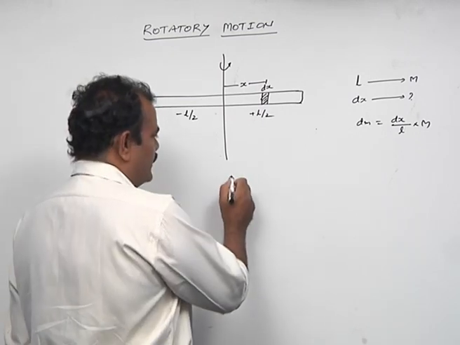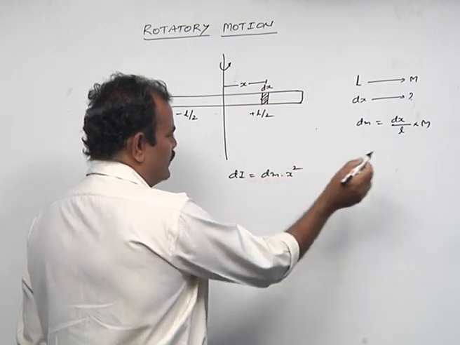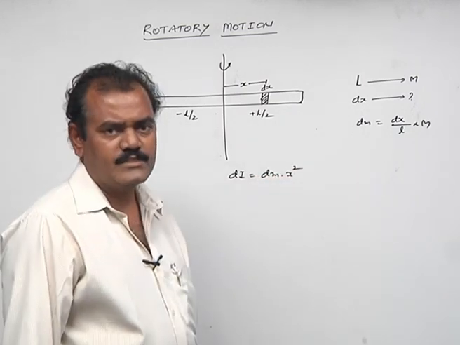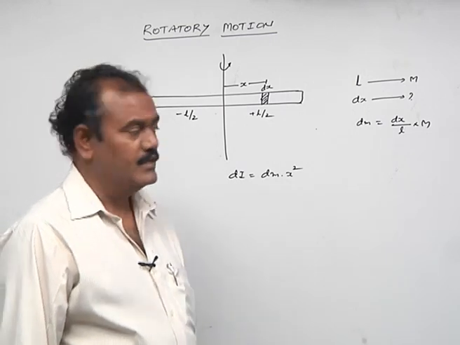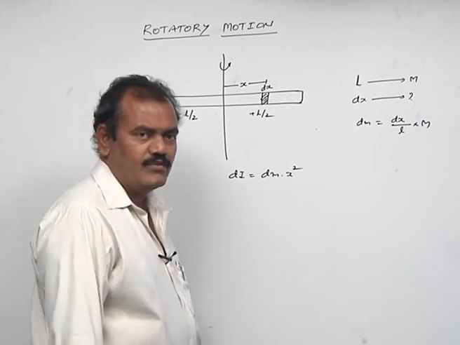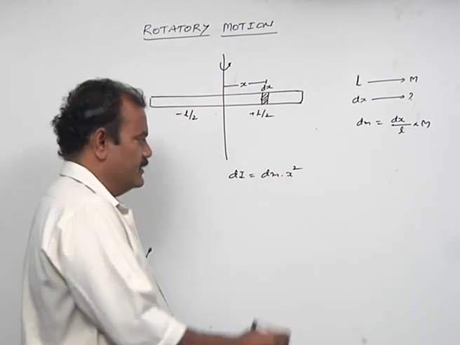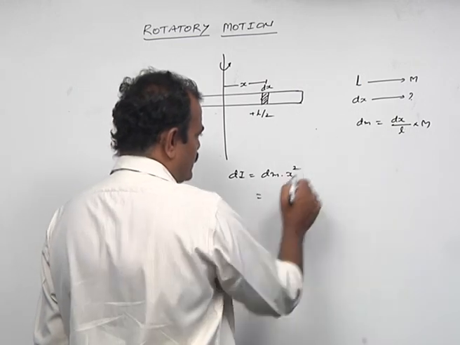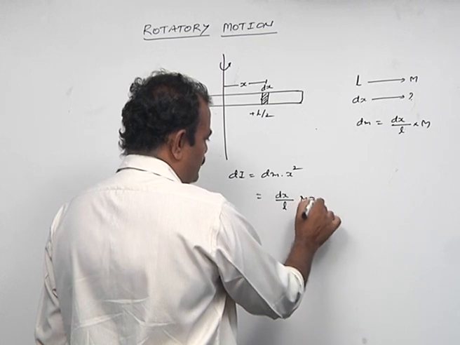And for that we are taking dI is equal to dm into x square, because the general formula we already know is I is equal to mass into distance square from the axis of rotation. So that's why dI is equal to dm into x square is taken, and here in place of dm we are applying (dx by L) into M, into x square.